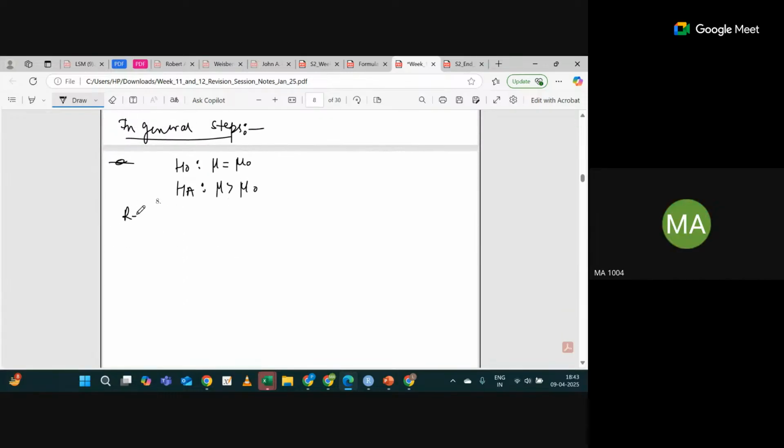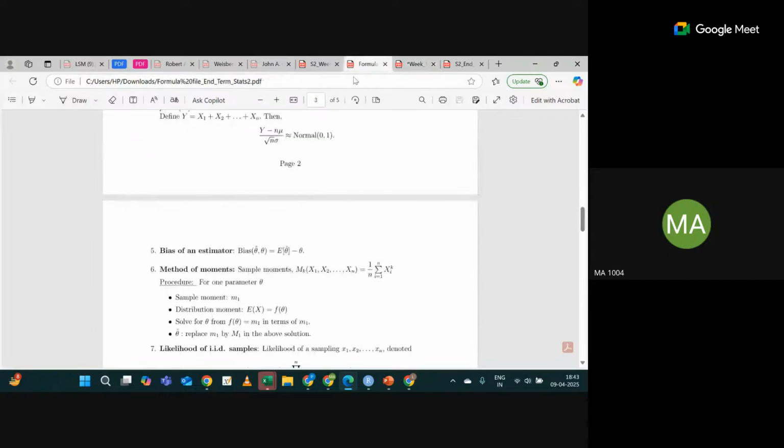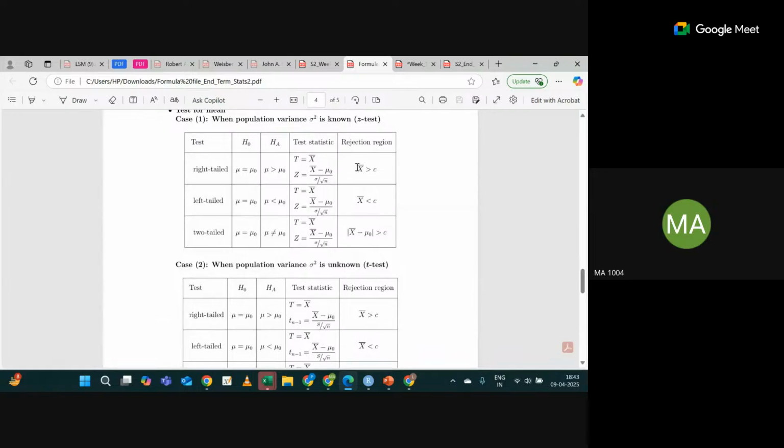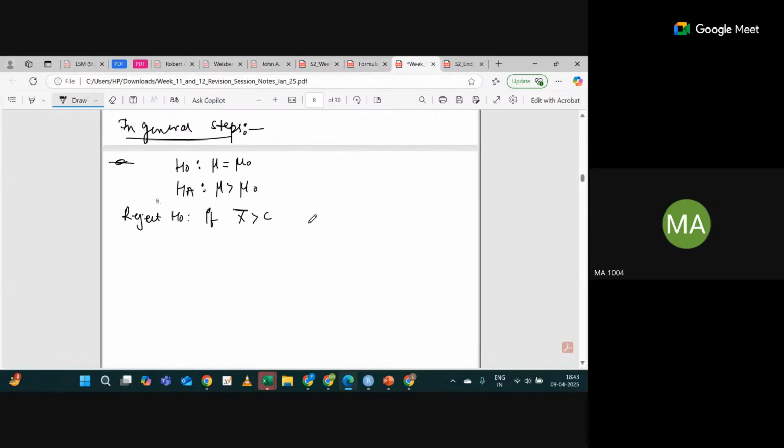Now tell me again, when will you reject your H naught? If x bar is greater than c. You can see all these situations will be given to you, so no need to worry about them. The rejection region and the acceptance region will be given to you. Don't worry, but the steps should be clear. So how will you proceed? Our task is to compute the value of c.